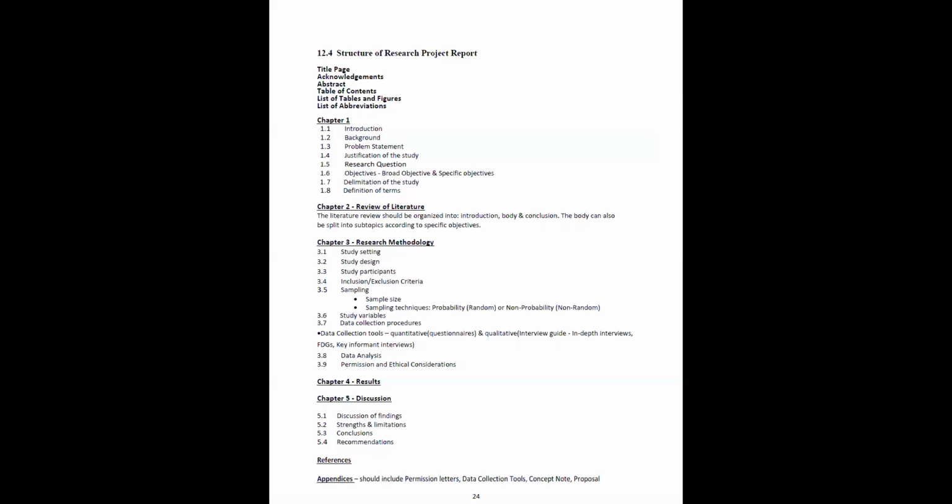Then from the findings of your research, which is chapter 4, you discuss your results. You write your discussion. What are the strengths and limitations of your study? What are the conclusions and what are the recommendations?